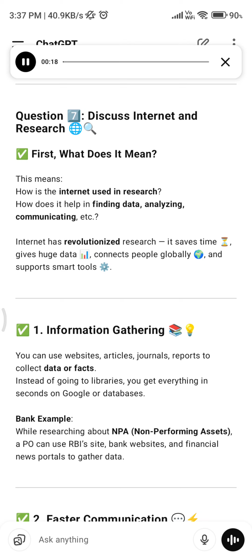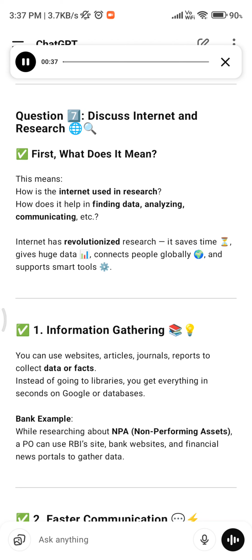First, what does it mean? This means, how is the internet used in research? How does it help in finding data, analyzing, communicating, etc.? The internet has revolutionized research. It saves time, gives huge data, connects people globally, and supports smart tools.